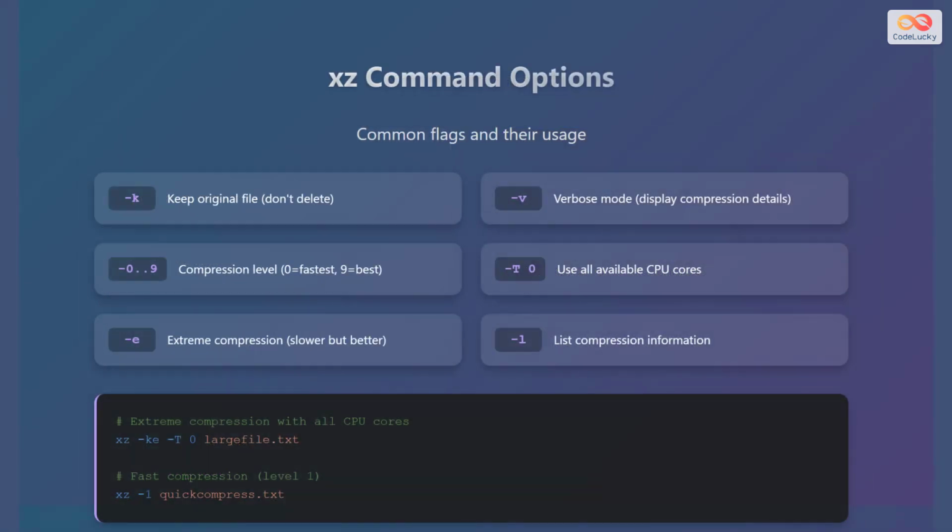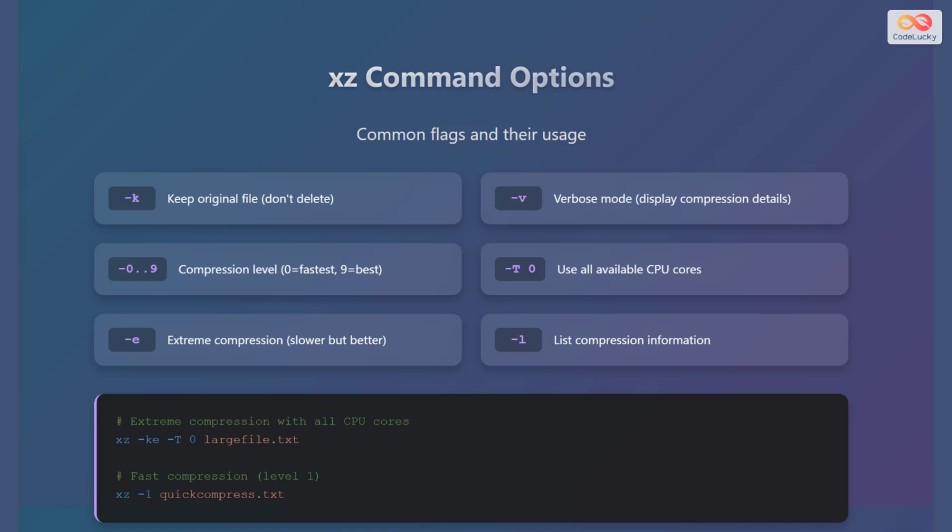Let's explore some common options for the xz command. The -k option keeps the original file. The -v option enables verbose mode. The -0 through 9 options set the compression level, where 0 is the fastest and 9 is the best. -T0 uses all available CPU cores for faster compression. The -e option enables extreme compression, which is slower but provides better compression ratios. The -l option lists compression information.